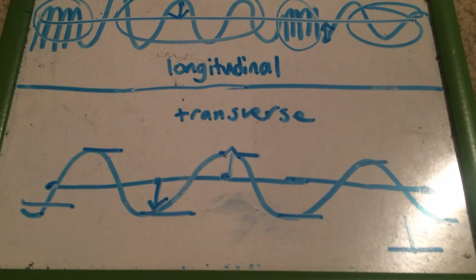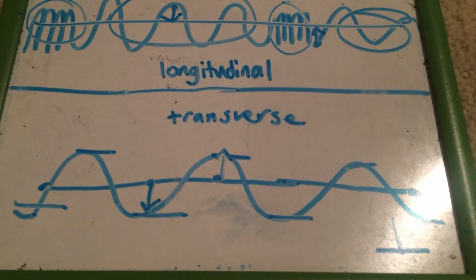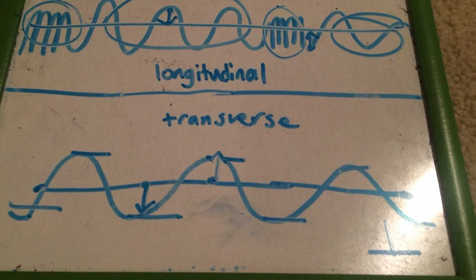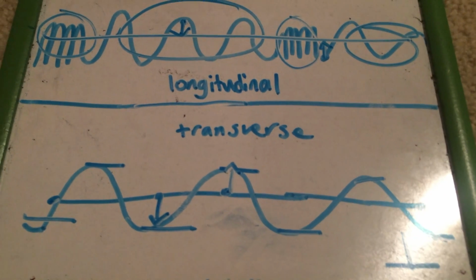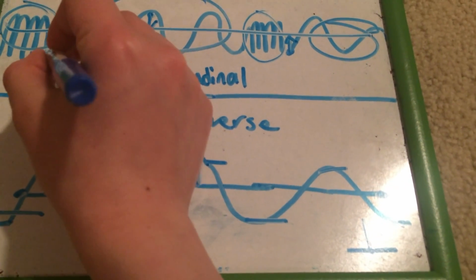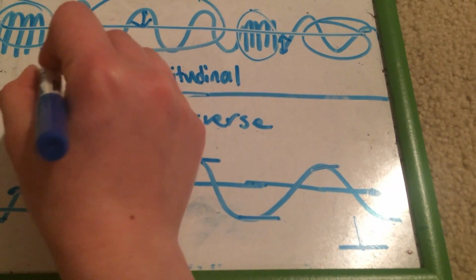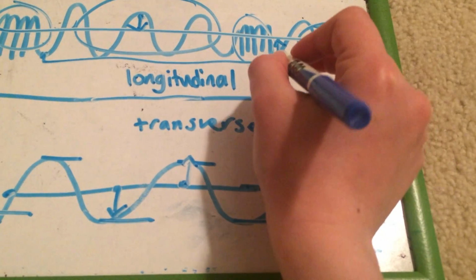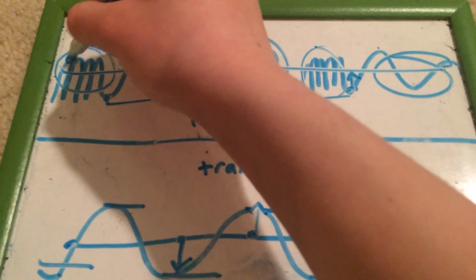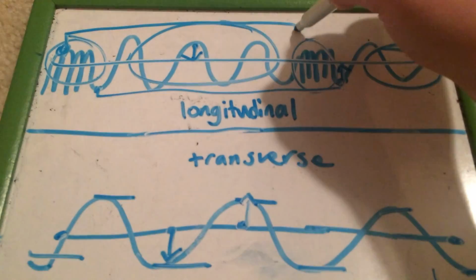Next, wavelength is the length of a wave cycle measured in meters. In longitudinal waves, it is measured as the distance from one compression to the next, or from one rarefaction to the next. So wavelength would be, if you're doing it by rarefaction, from here all the way to here, or if you're doing it by compression, from here down to here.